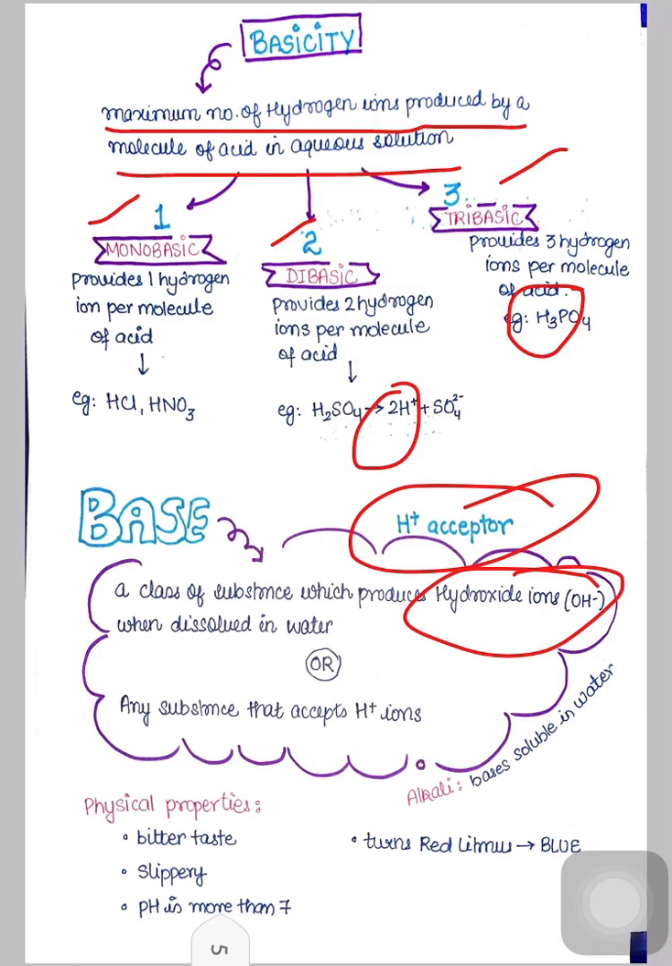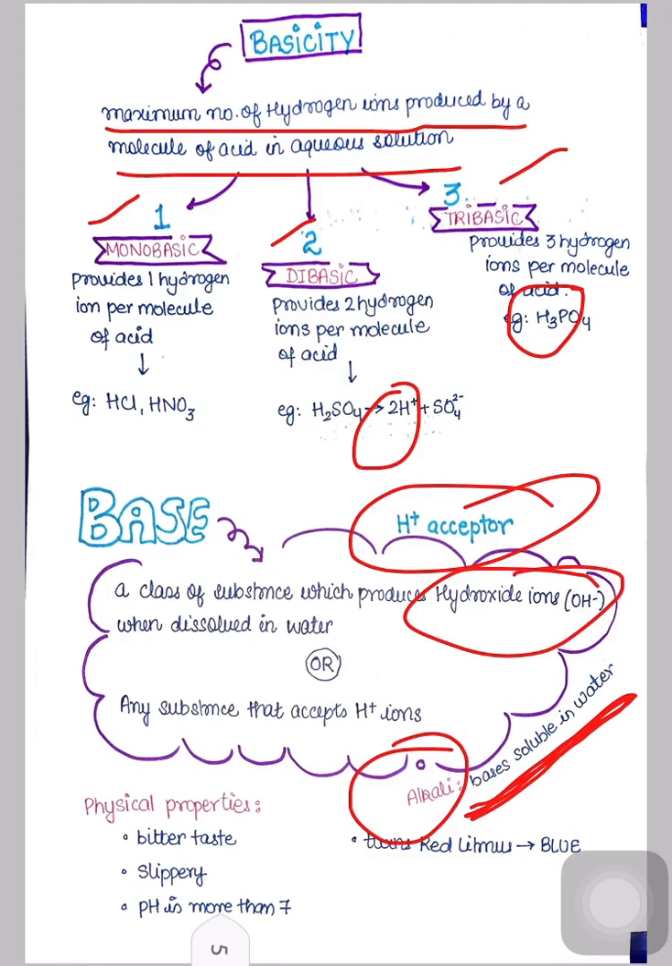One word you must have heard is alkali. What are alkalis? They are those bases which are soluble in water. All bases are not soluble in water. Only the bases which are soluble in water are called alkalis.